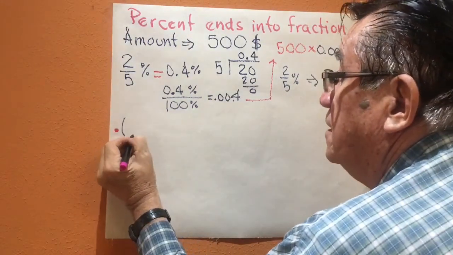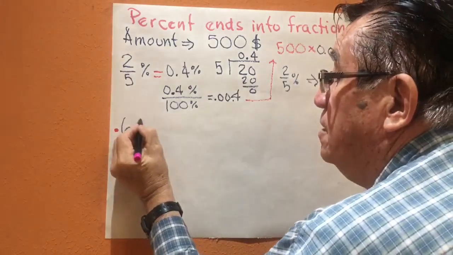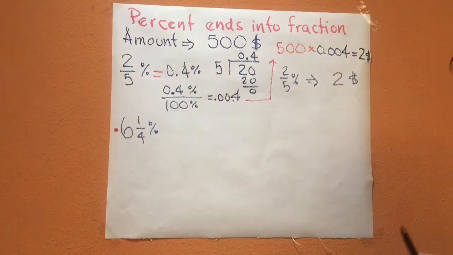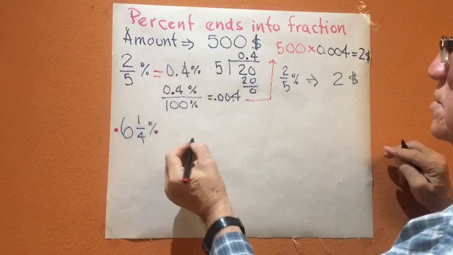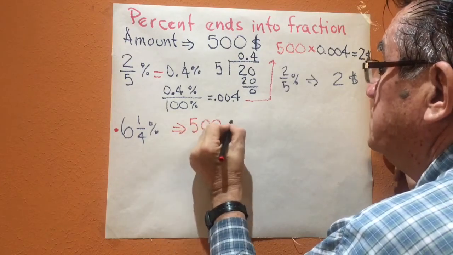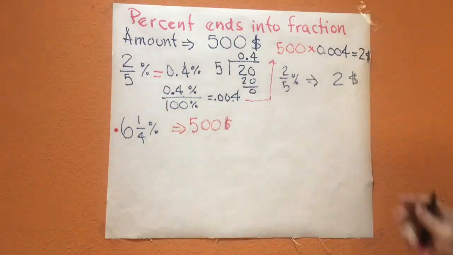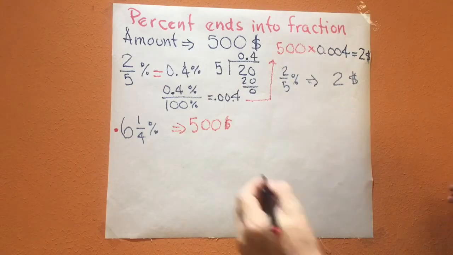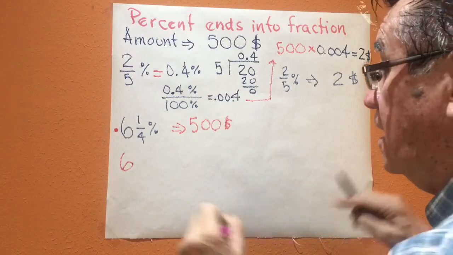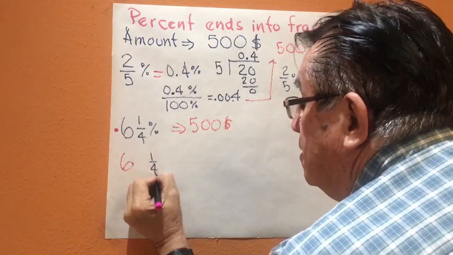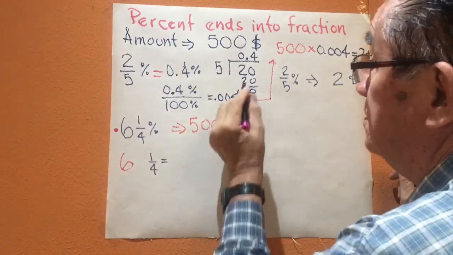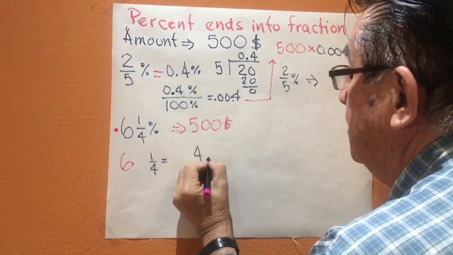Well, now let's see what happens if my percentage is a mixed number. Let's see, we have 6 and 1/4 of a percent that I want to know of my same amount of 500. How much does it represent from $500? I follow the same procedure, okay? Well, 6 is a whole number, but let's find out 1/4. 1/4 has to be changed into a decimal form, the same way we did it here.